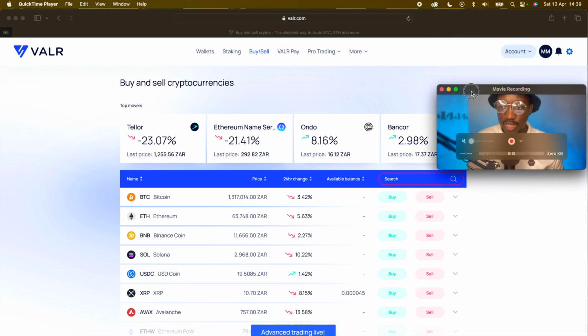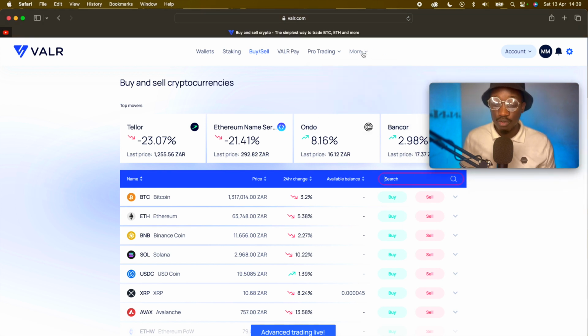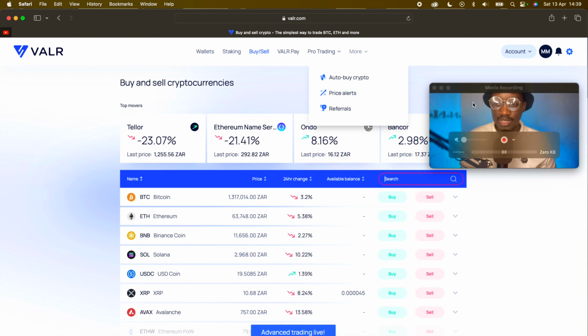But the trick is you're not going to use the buy and sell dashboard. I will show you how exactly you can do that, but I'm also going to show you my secret method that I use when I'm trading on Valr and make passive income every day. Because I started this account with 1,000 rand, and right now it's sitting at 3,000 rand, and I'm going to show you how exactly I do that step by step.